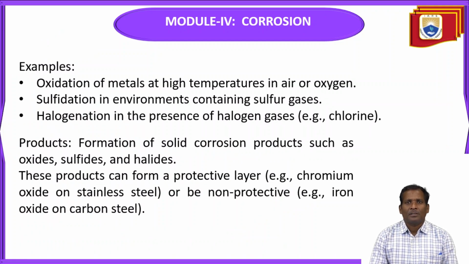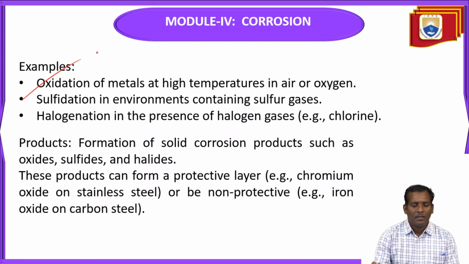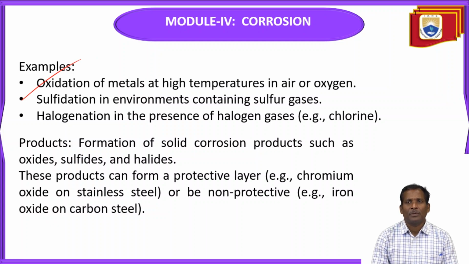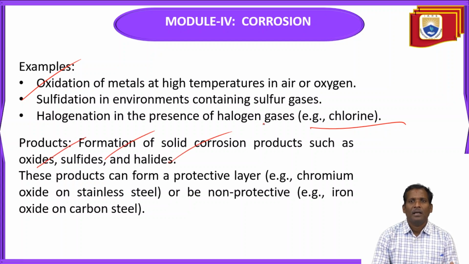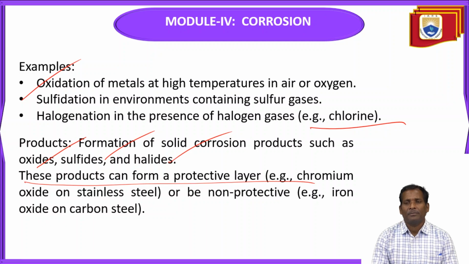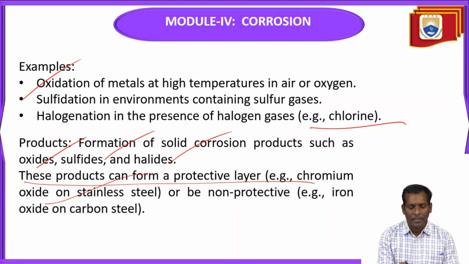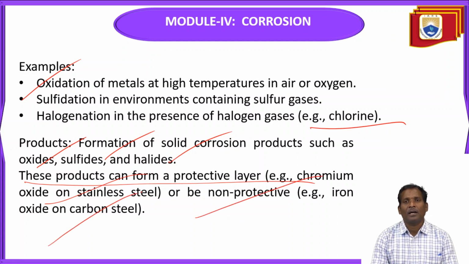Examples: oxidation of metals at high temperatures in air or oxygen, sulfidation in environments containing sulfur gases, halogenation in the presence of halogen gases, for example chlorine. The products: formation of solid corrosion products such as oxides, sulfides, and halides. These products can form a protective layer, for example chromium oxide on stainless steel, or be non-protective, that is iron oxide on carbon steel.